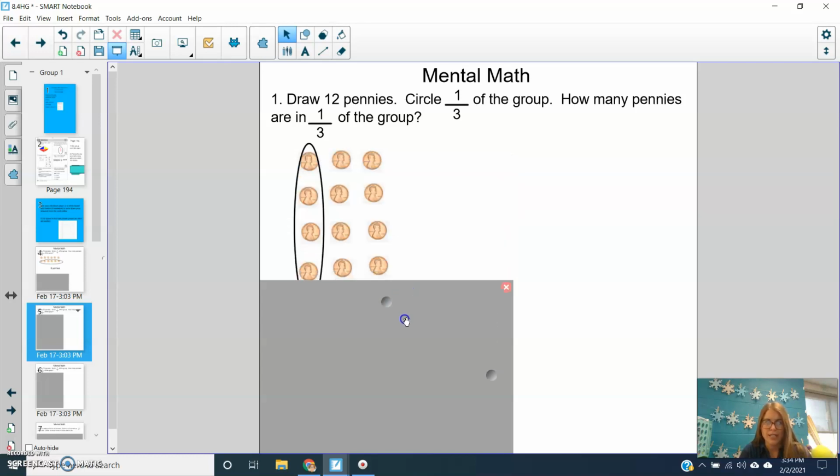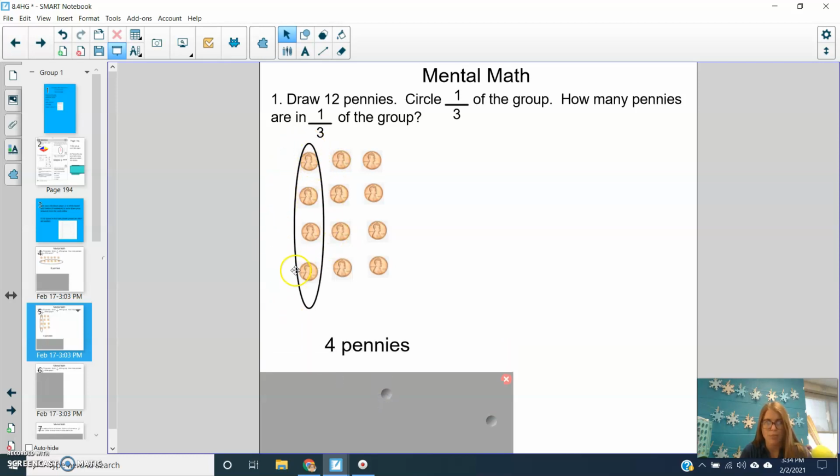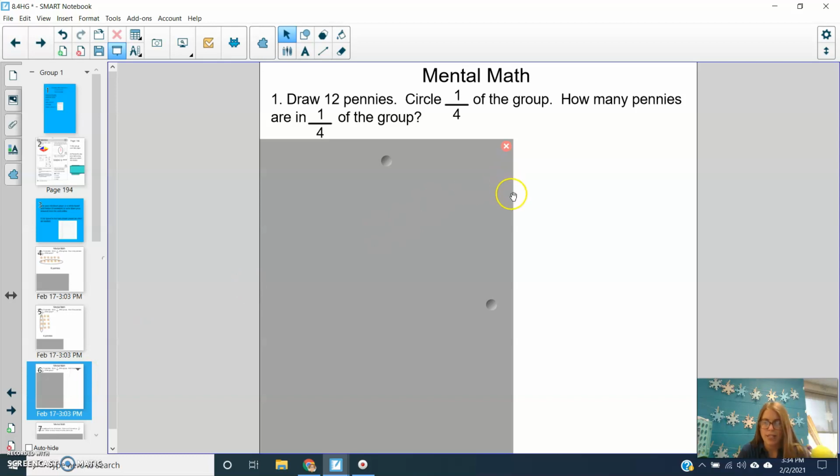So you can see this time I lined up my pennies a little bit different so that I could have 3 equal groups. And then I circled one of those 3 groups so you can see that I had 4 pennies in 1/3 of my groups. For this next one, we still have 12 pennies, but now we're going to split them into fourths. So could you circle 1/4 of the group and then tell me how many pennies that is? Press pause and play when you're ready to check.